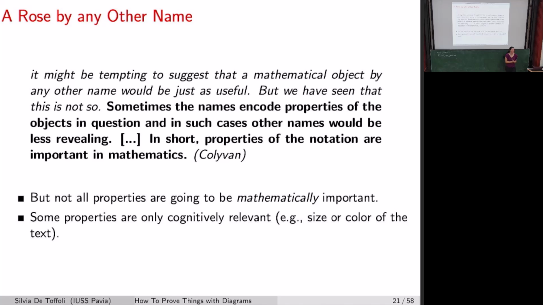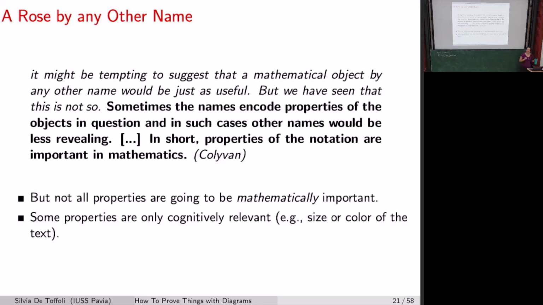So some other philosophers have been pointing out the importance of notation in mathematics, focusing on diagrams, but also algebraic symbolism or numerical systems, which are clear examples of how notation really does some work for us. And here's Mark Olivan discussing this. He says, it might be tempting to suggest that a mathematical object by any other name would be just as useful. But we have seen that this is not so. Sometimes the names encode properties of the object in question, and in such cases, other names would be less revealing. In short, properties of the notation are important to mathematics.